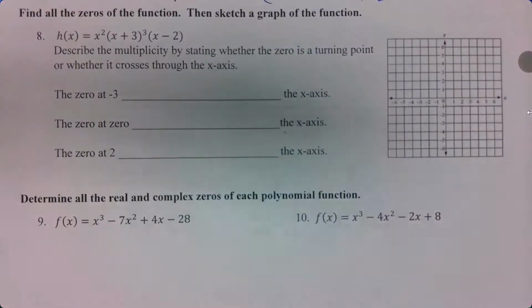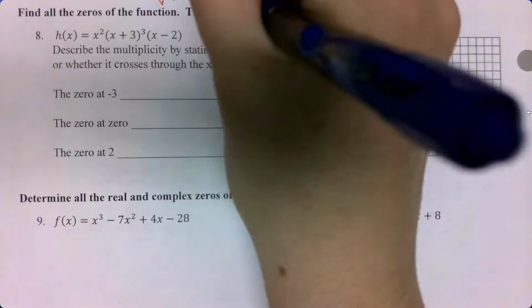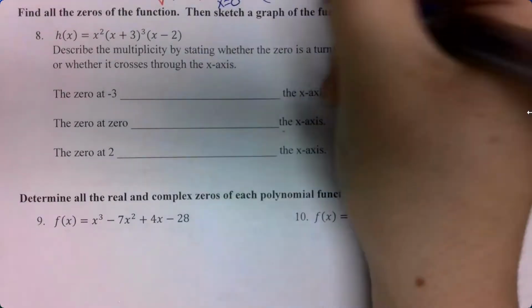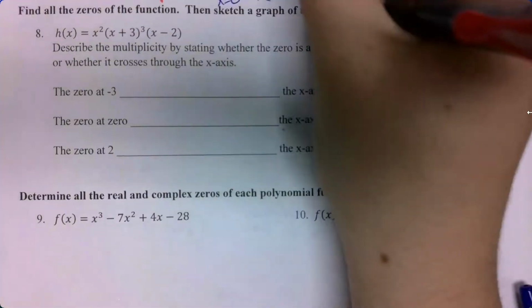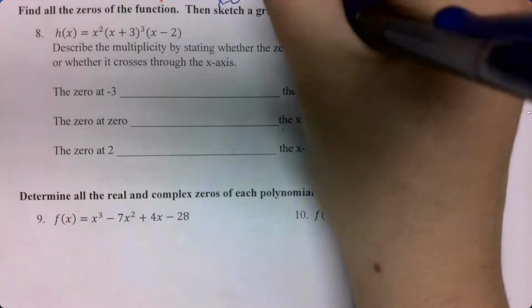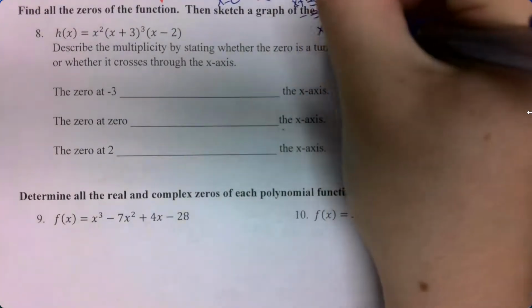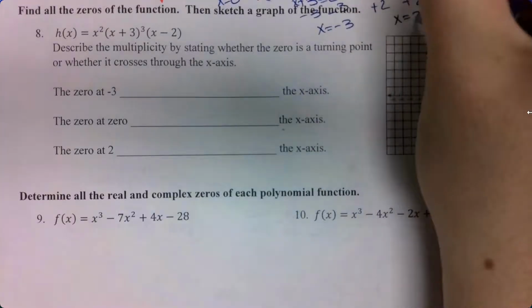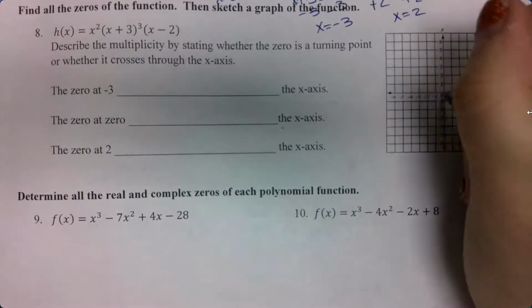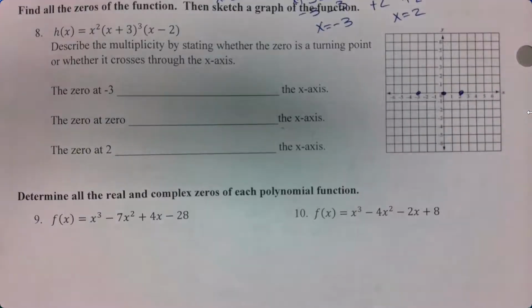The first one, if I take the square root, I just get x equals 0. This one, the cube root of both sides, is going to give me x plus 3 equals 0. I subtract 3. I get x equals -3. And the last one I just add 2, so I get x equals 2. So I'm going to go ahead and put all of those dots on my graph. I have 0, -3, and 2.